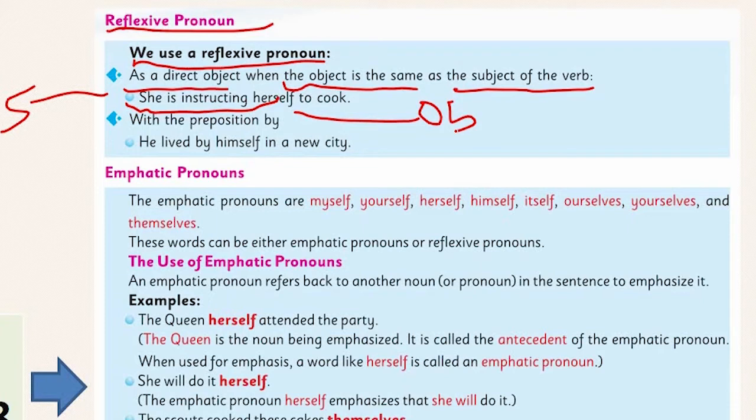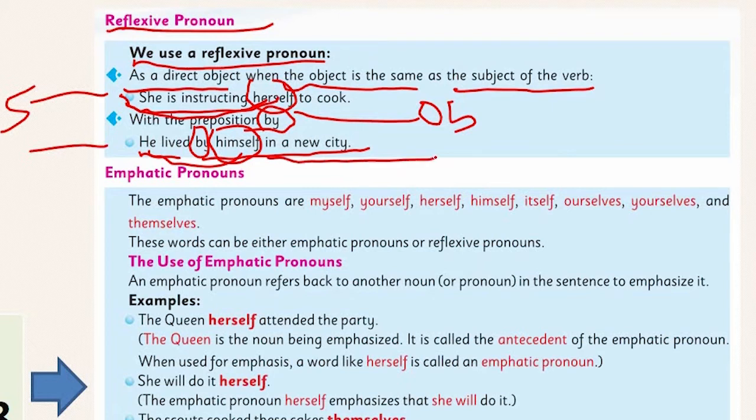So, as a direct object, this is about the one person here, about she. So herself refers to this person, she. And with the preposition by, we have discussed the preposition which tells you the direction and the relationship between the nouns and pronouns. He lived by himself in a new city. By is a preposition here and himself is a reflexive pronoun here. He and himself are the one person here. He is the subject here and himself is a reflexive pronoun, the direct object here.